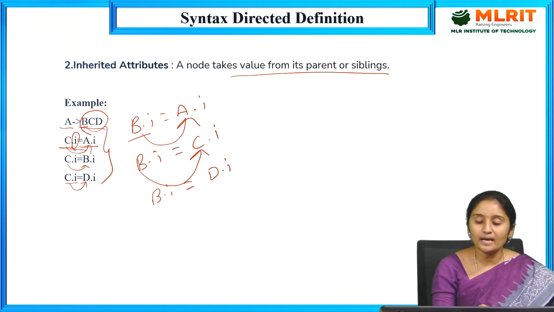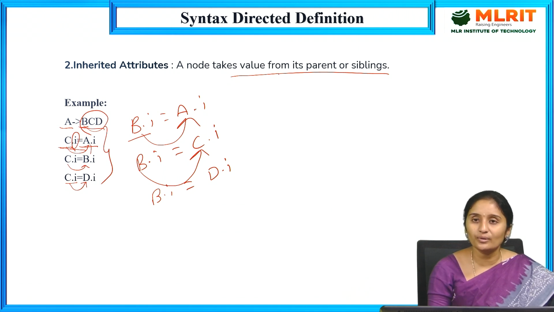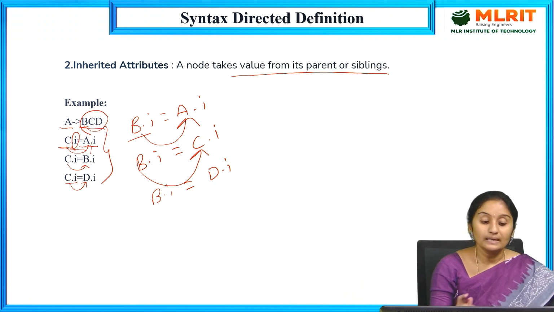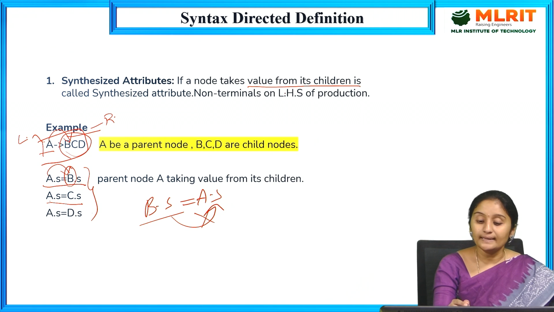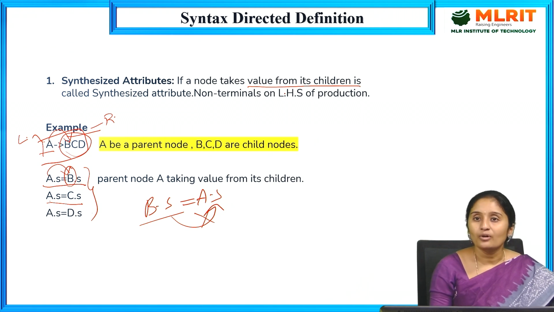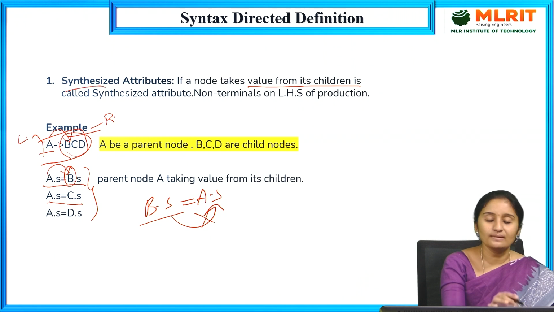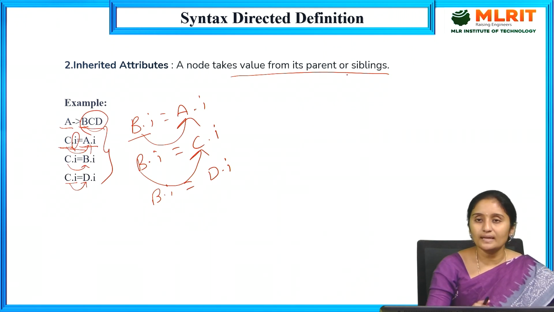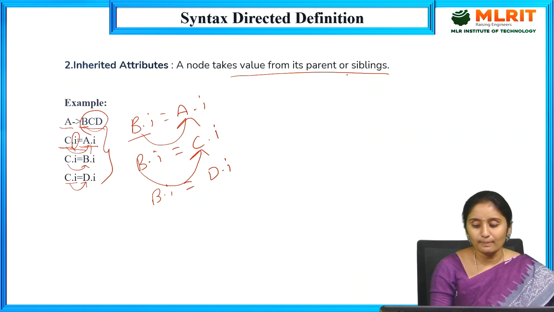So an inherited attribute is nothing but a node taking value from its parents or siblings. Coming to the synthesized attribute, it takes value from its children, not from the parent. That is synthesized. Coming to inherited, it takes value from its parents or siblings.